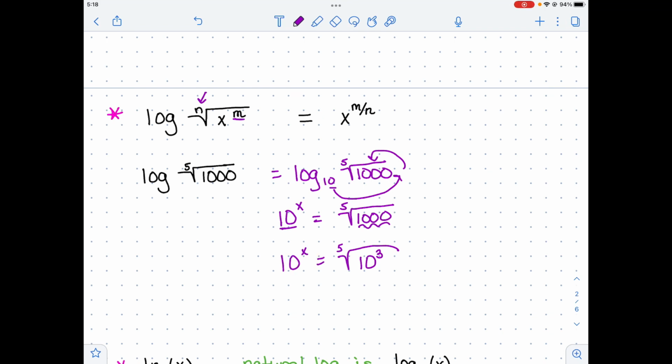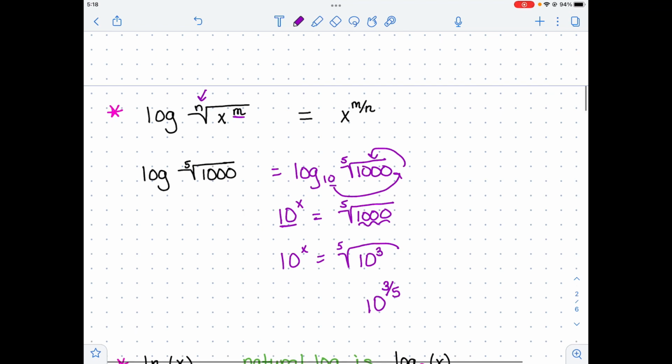And now we can think about using our form, okay? So we can think our x is our 10, our m is 3, and our n is 5. So 10 to the 3/5, that means our value that we're missing, or what log of the fifth root of 1,000 is, is actually 3/5. That's what it's worth, to evaluate it.